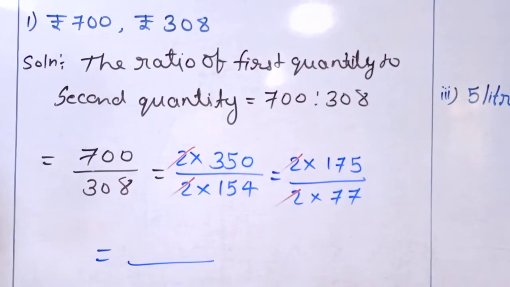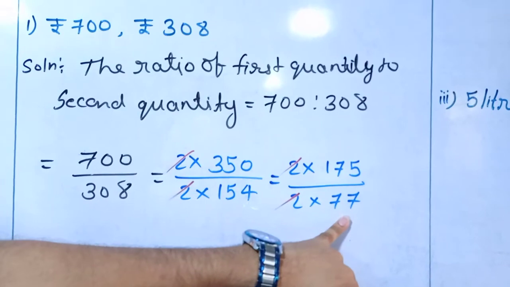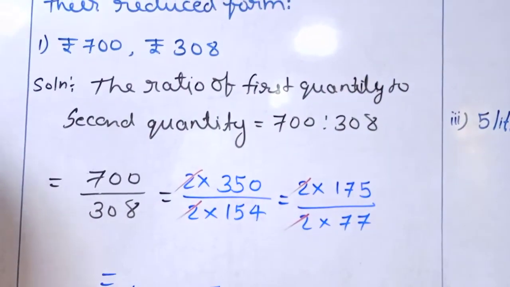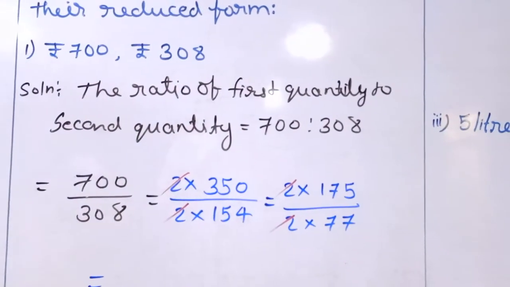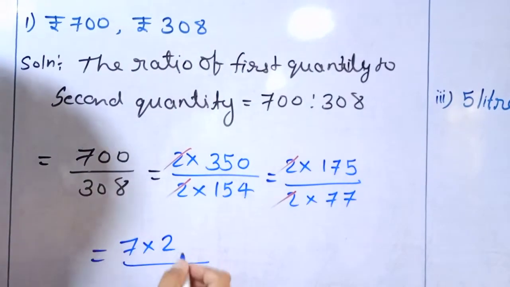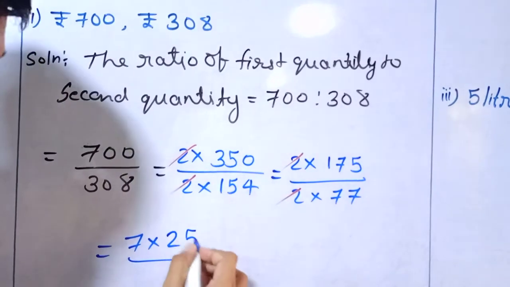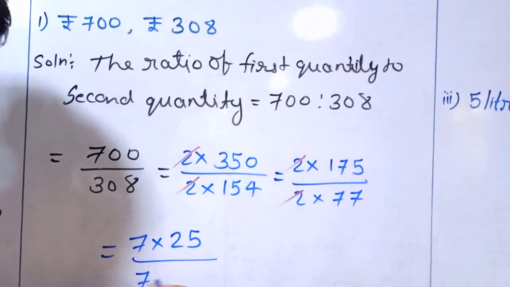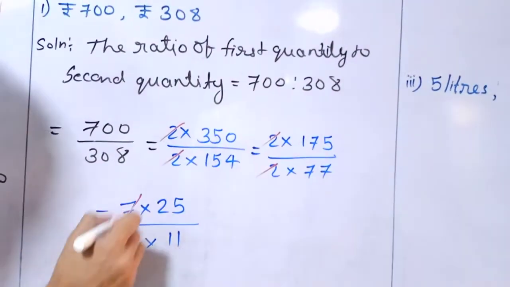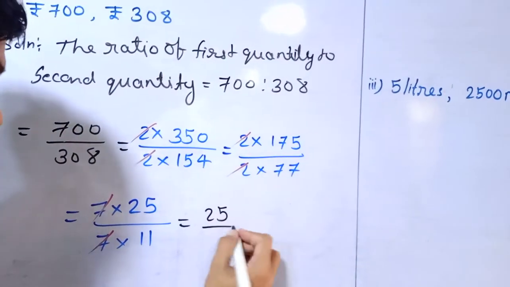Can we do more factorization of these numbers? 77 is a multiple of 11 and 7. 175 is not a multiple of 11, so let's try with 7. Can we write 7 into, 7 2s are 14, 17 minus 14 is 3 and 5 becomes 35, 7 5s are 35. And in the denominator we can write 7 into 11. So here we cancel this 7 and 7. Finally we got 25 upon 11.